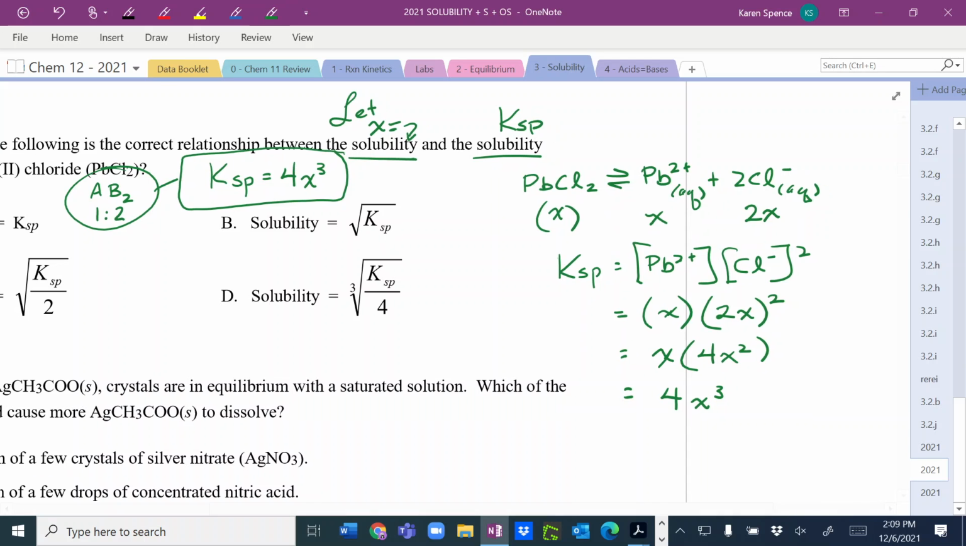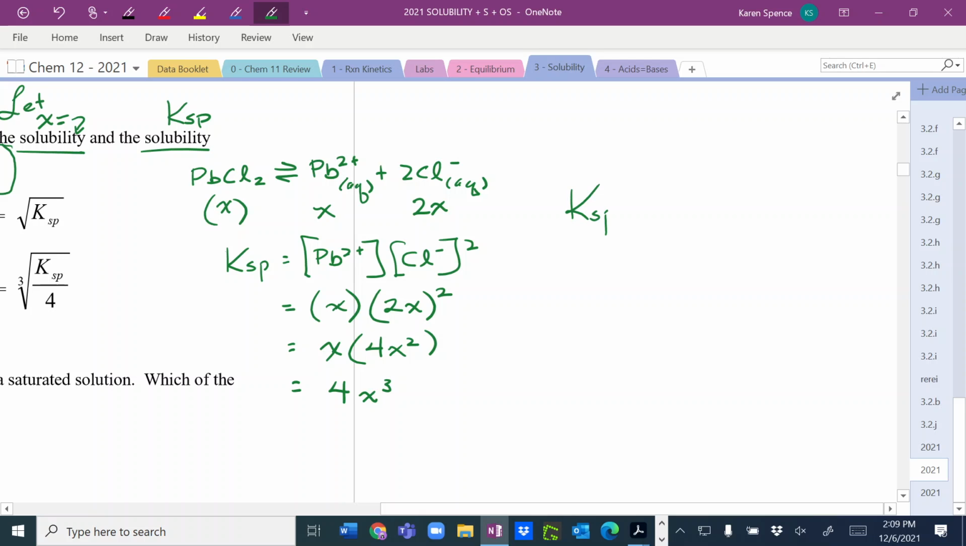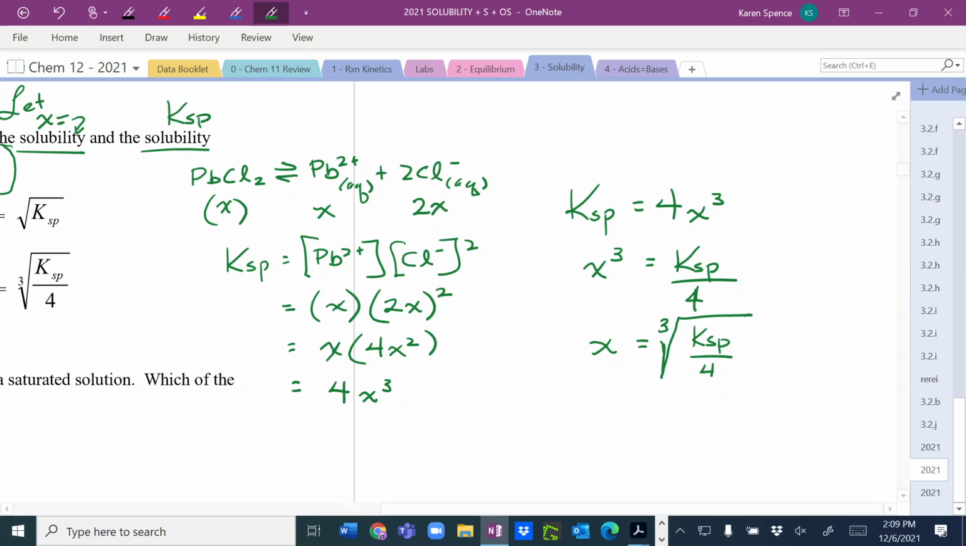So I'm going to take Ksp equals 4x cubed, and I'm going to solve for x. So first of all, I'm going to take Ksp and divide by 4. And then x is going to be the cube root of Ksp over 4. And there we are. That's it. This is multiple choice. You just need to circle the correct answer. You don't need to write anything.